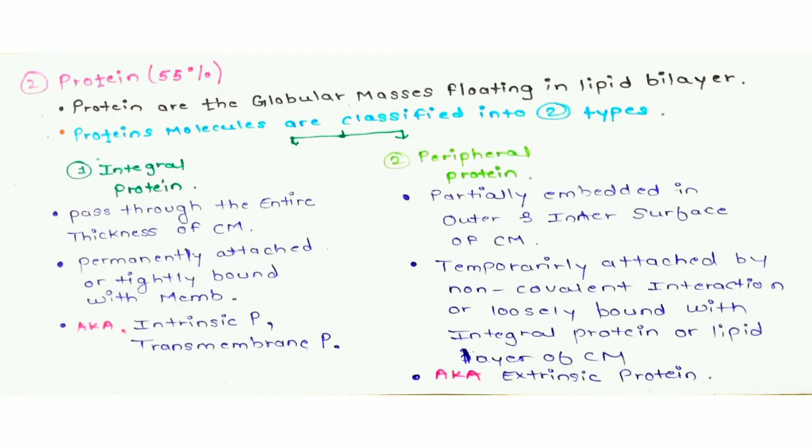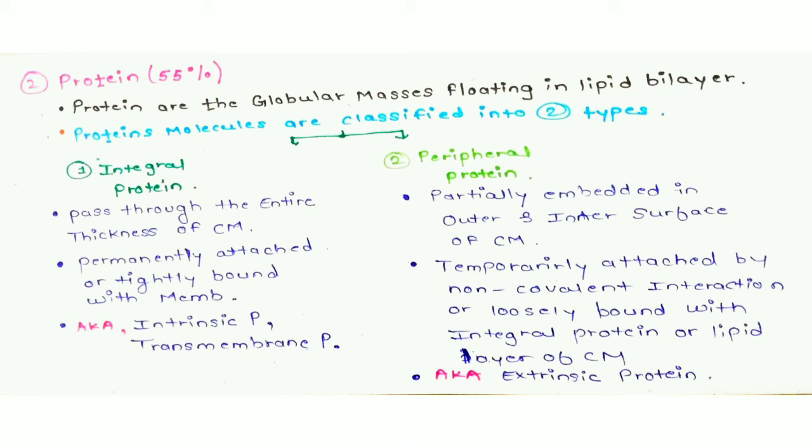Protein makes up 55% of the cell membrane. Proteins are globular masses floating in the lipid bilayer. Protein molecules are classified into two categories. The first one is the integral protein and the second is the peripheral protein. Talking about the integral protein, these are the proteins that pass through the entire thickness of the cell membrane. As the name suggests, integral, meaning it is integrated with the membrane, or you can say permanently attached or tightly bound with the membrane.